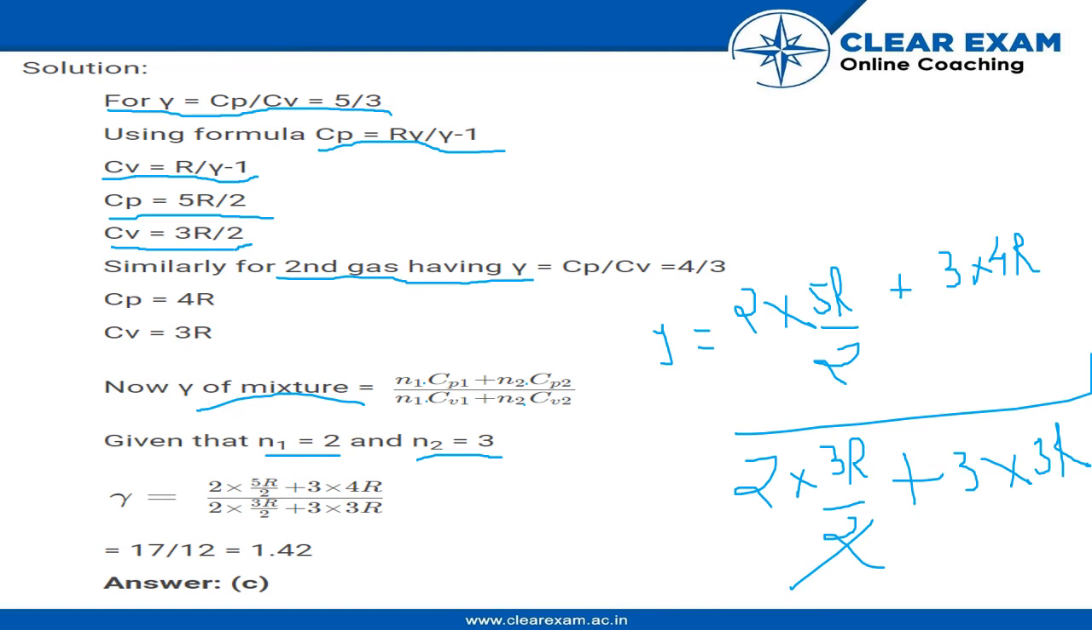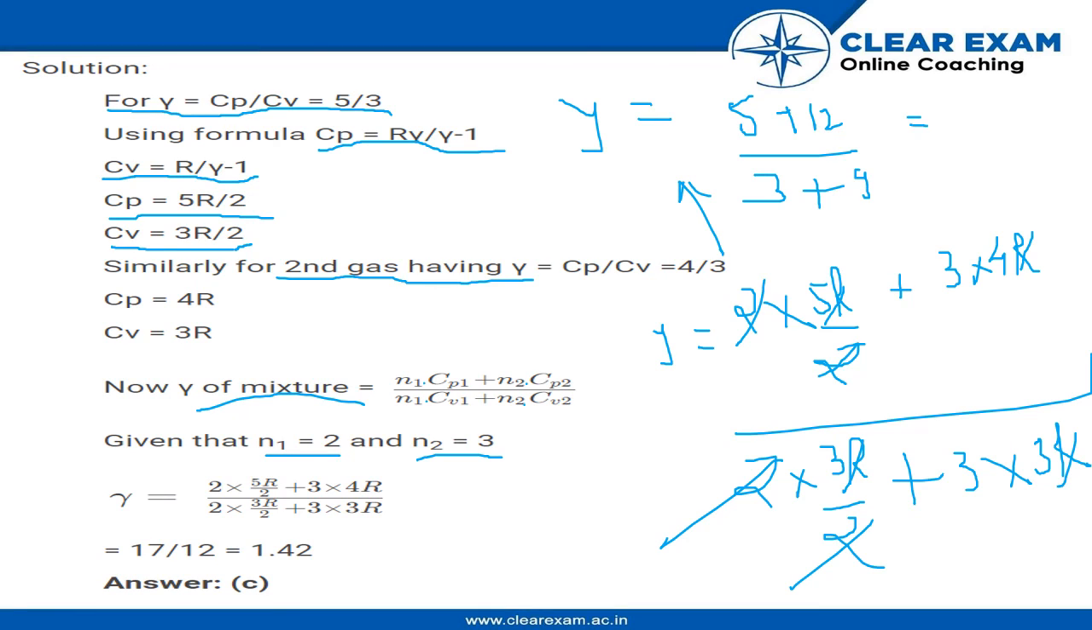The 2 gets cancelled out and R from all the terms gets cancelled out, and we are left with 5 plus 12 upon 3 plus 9, which comes out to be 17 by 12, and this comes out to be 1.42. So our answer is the C option.